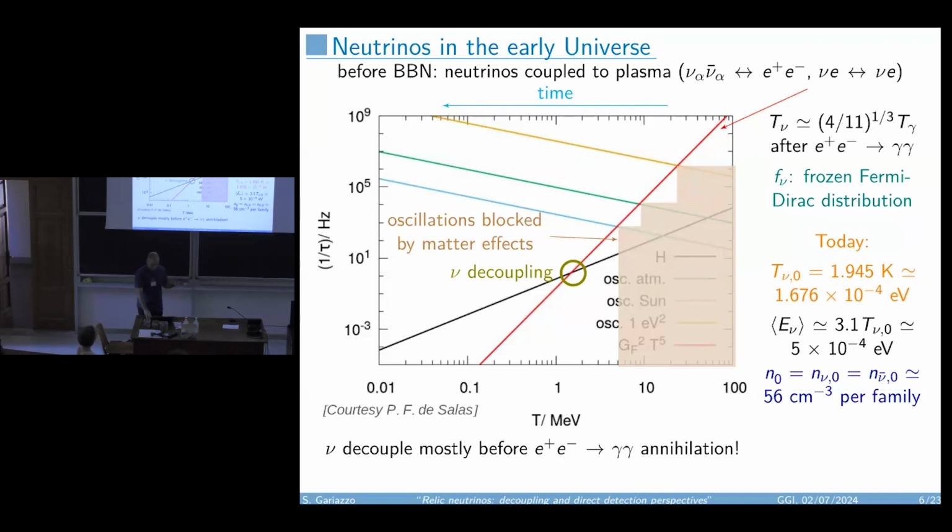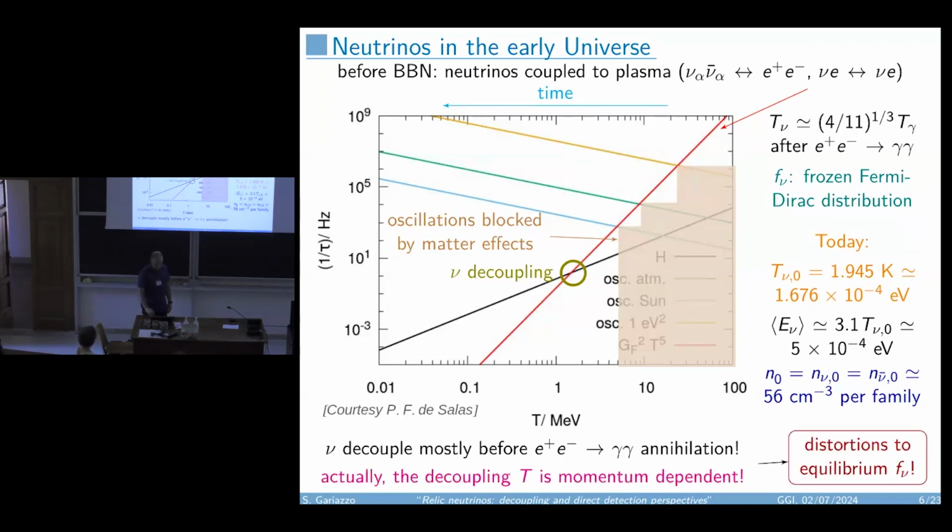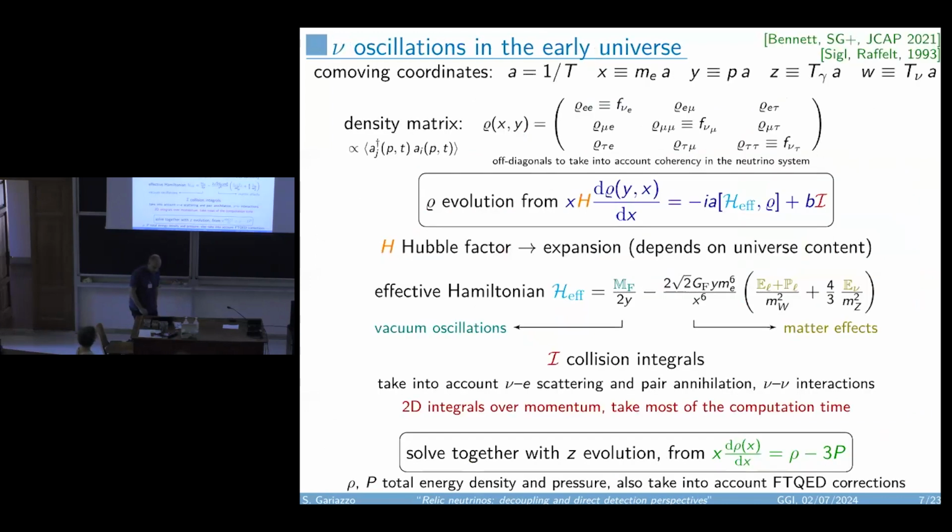So all this description is actually a little bit schematic and approximated, because in reality, the decoupling is not instantaneous. It takes place as a function of the neutrino momentum, because the interactions are momentum dependent. So that means that the decoupling distorts the neutrino momentum distribution function. In order to compute this distortion, typically we assume what we call a density matrix formalism.